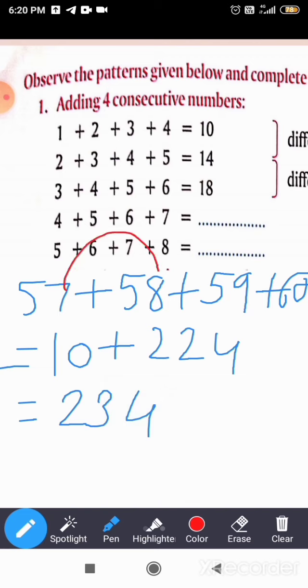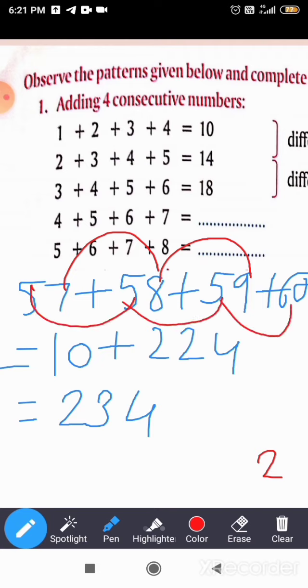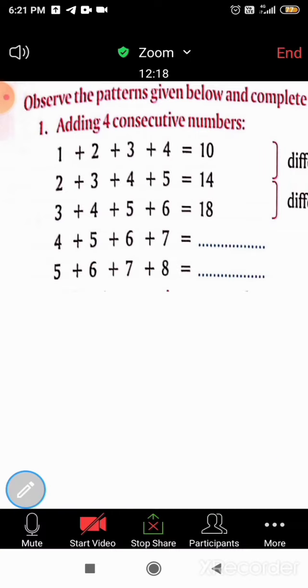7 plus 8, 15. 15 plus 9, 24 plus 0. So 4 will be on the unit place and 2 will be carry. 5 plus 5, 10. 10 plus 5, 15. 15 plus 6, 21 plus 2, 23. So 234 is the answer. I hope it's clear how you are going to use this. Come to the next one.